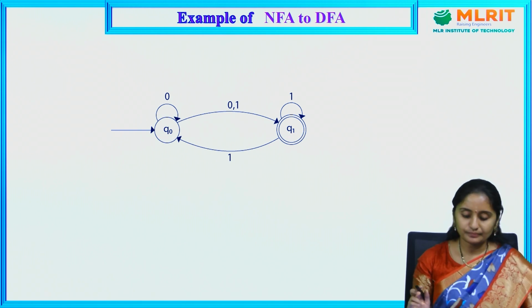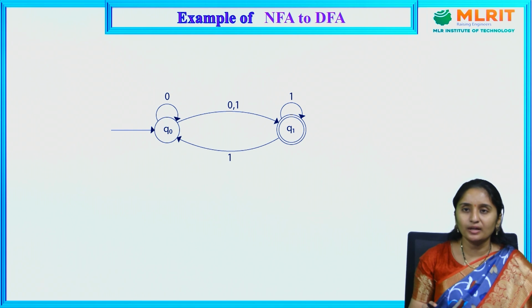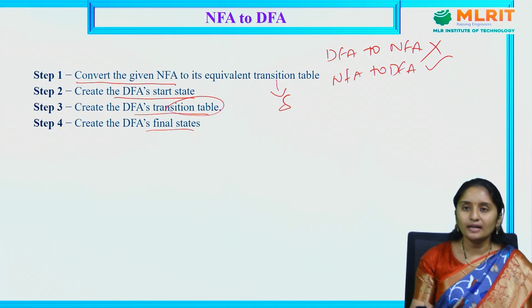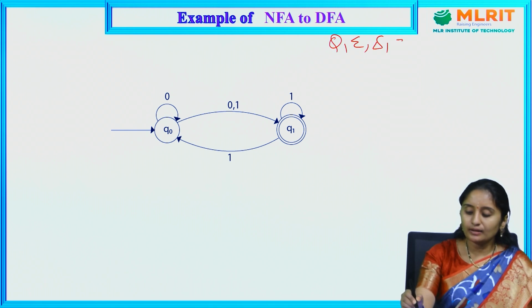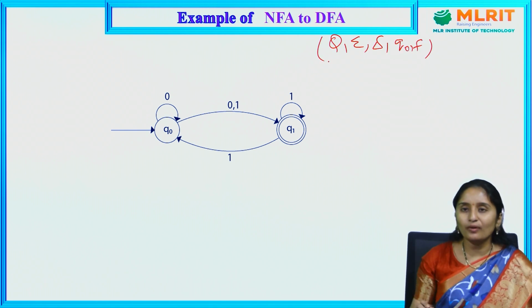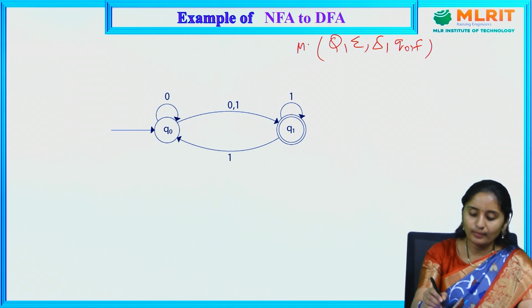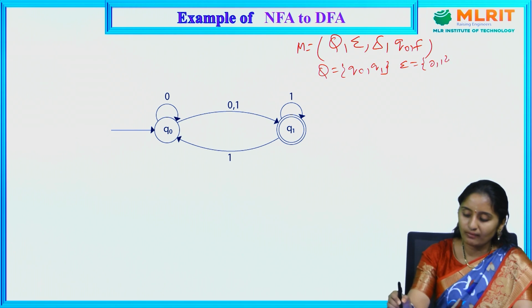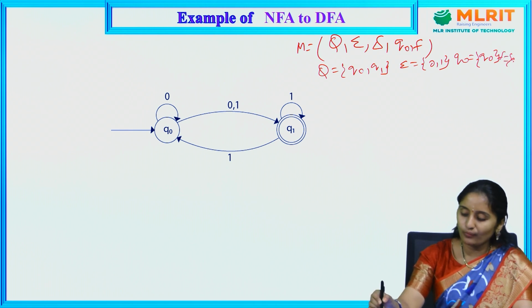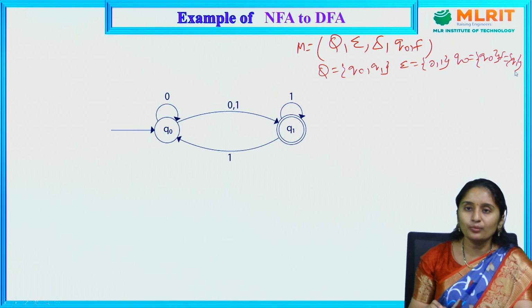The first step is to find the equivalent transition table. What are the tuples I have? Q, sigma, delta, Q0, F. These are the 5 tuples, M being the machine I am using. Q is Q0, Q1. Sigma, the inputs, are 0 and 1. Q0 is my initial state, and Q1 is my final state.